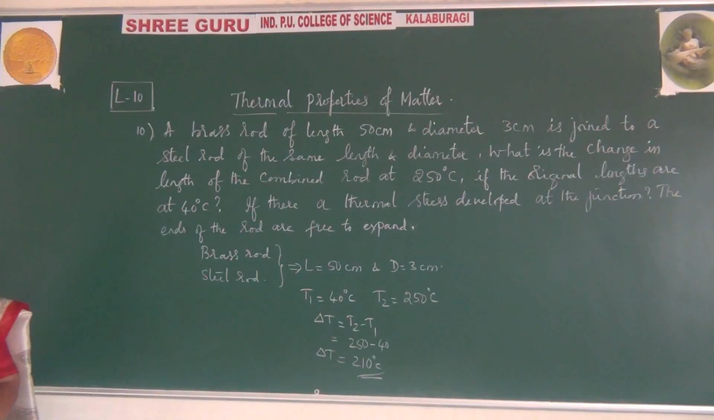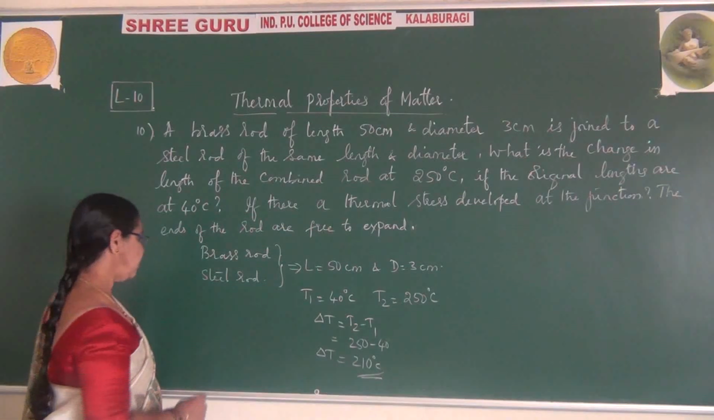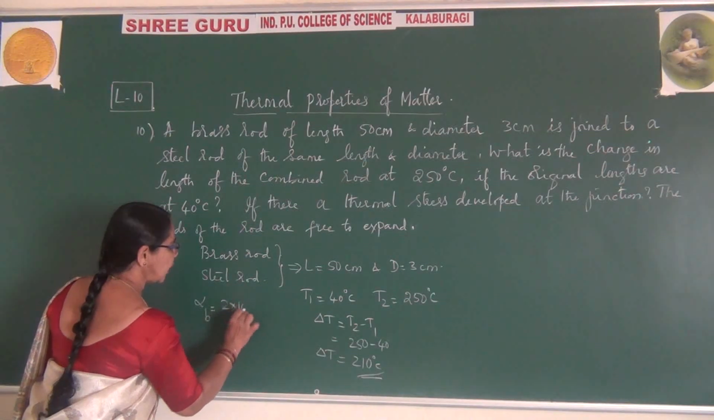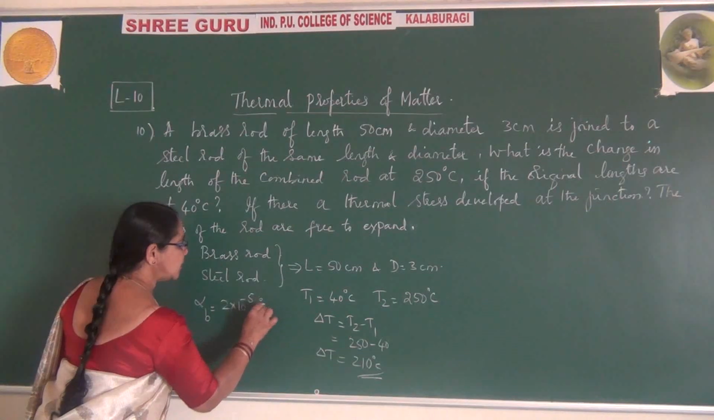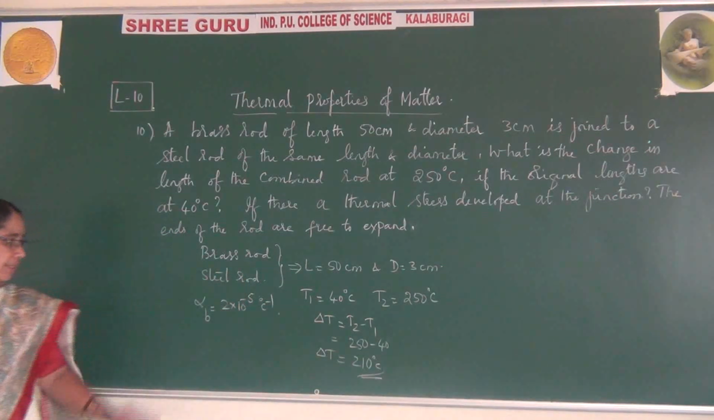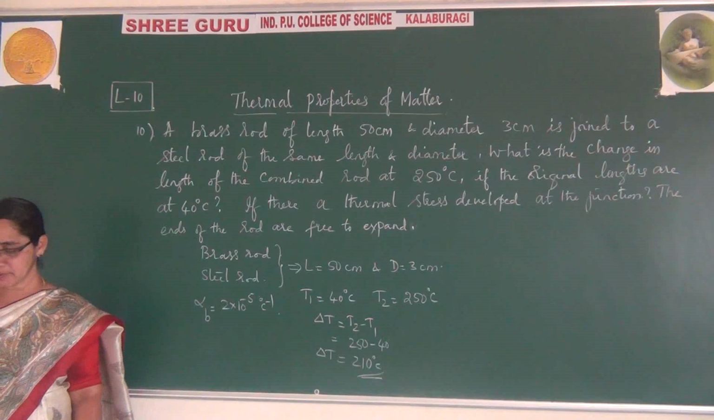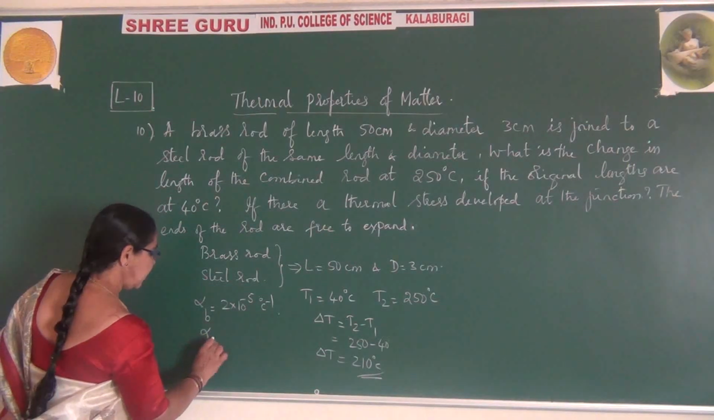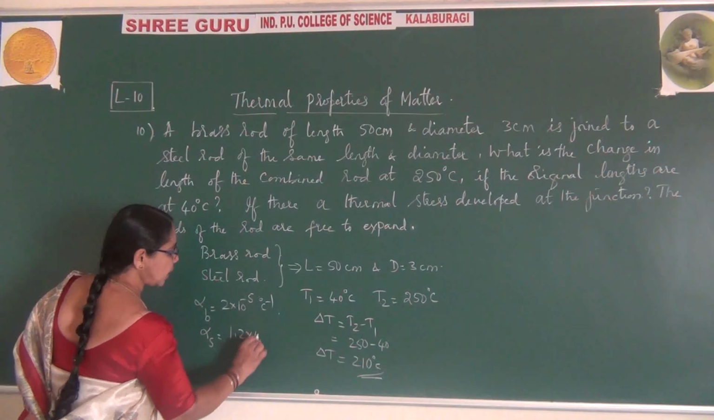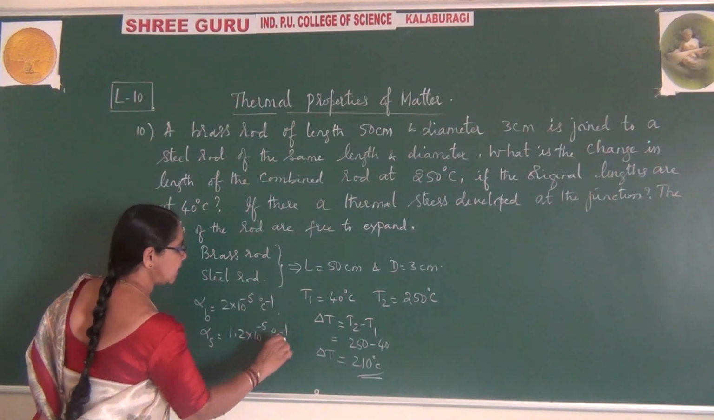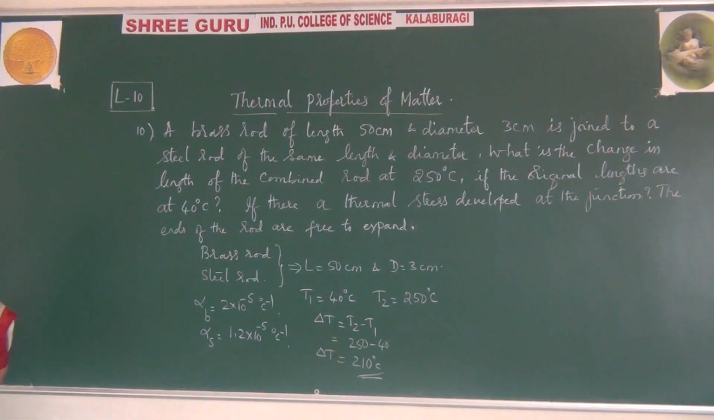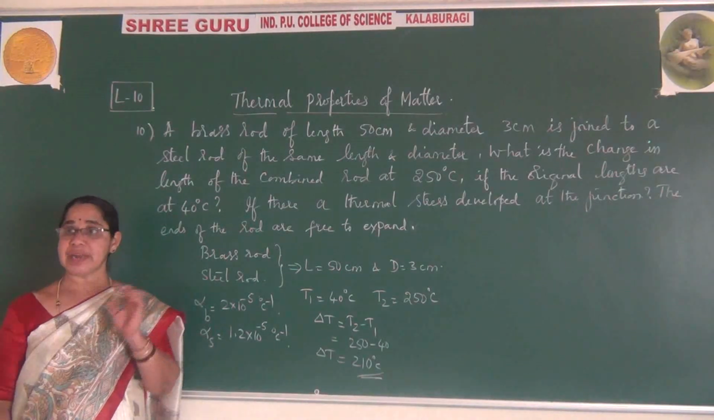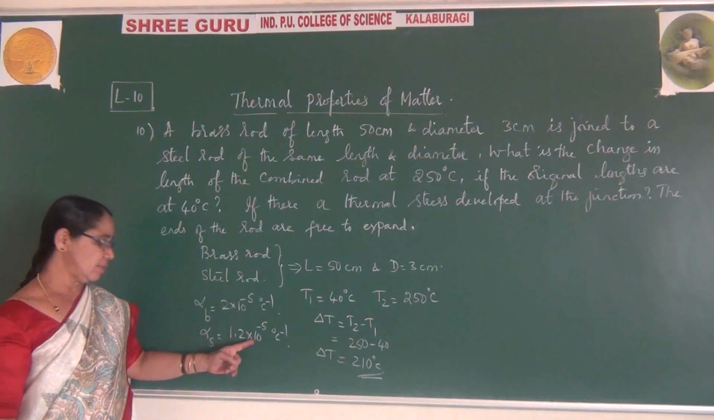Okay. So what will be the coefficient of expansion for brass? For the brass rod, alpha B is equal to 2 into 10 raised to minus 5 per degree centigrade. This is the coefficient of expansion for brass. And one more, it is steel. It is 1.2 into 10 raised to minus 5 per degree centigrade. Please observe the SI units are the same and it is always followed by 10 raised to minus 5. This combination will be the same.